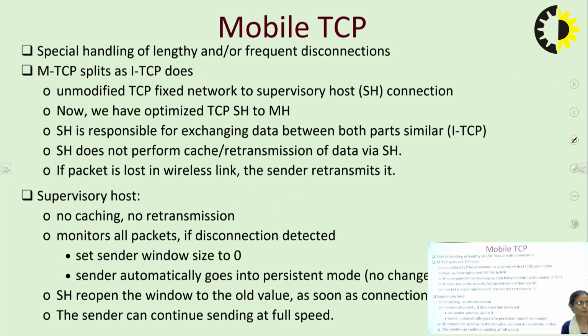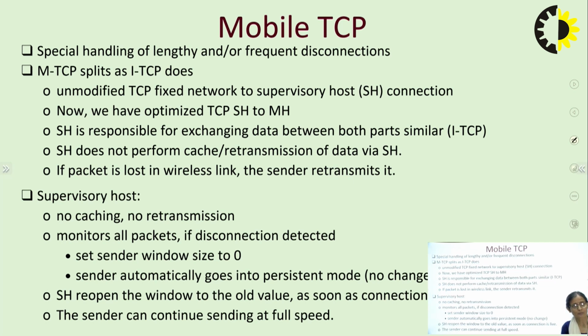Another variant is mobile TCP. It is specially designed for handling lengthy and/or frequent disconnections. MTCP splits the connection as I-TCP does: unmodified TCP from the fixed network to the supervisory host SH, and now we have optimized TCP from SH to MH.